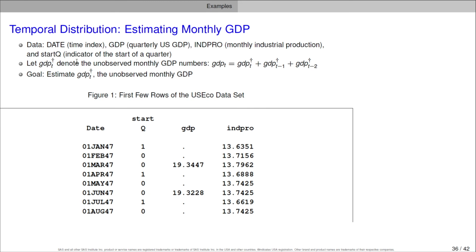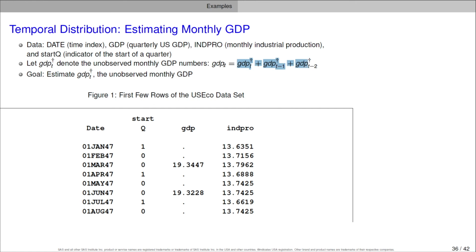So we are going to use this property of the state space models in this temporal distribution problem. Let's denote the observed quarterly GDP as GDP and the unobserved monthly GDP as GDP dagger. The industrial production is denoted by a variable called INDPRO. So clearly, by our definition, the observed GDP is the sum of the unobserved GDP numbers.